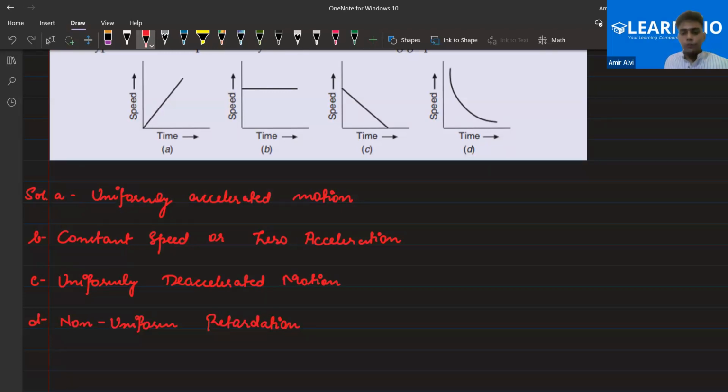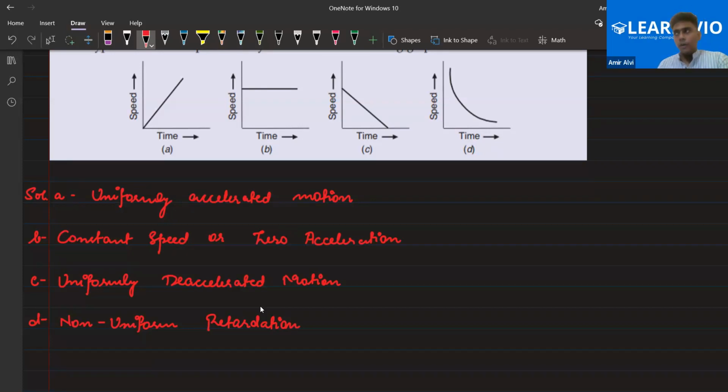Is this clear to all of you? Please let me know once, Sarah and Farhan. Yes, sir. So with that, this topic is completed. So the last topic left is uniform circular motion.